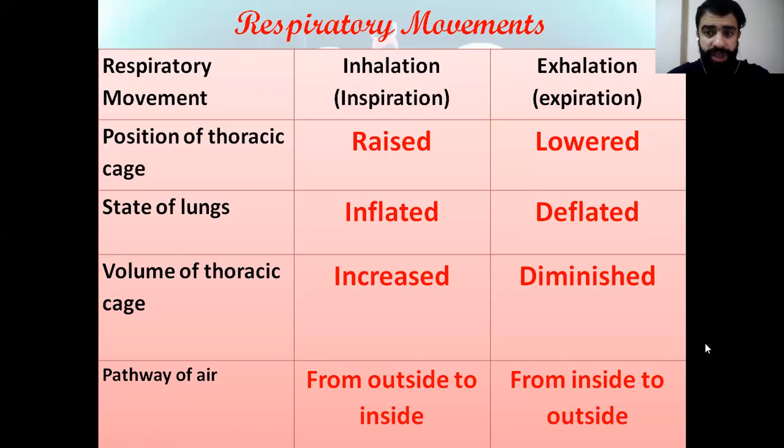In the exhalation process, what will happen to the position of the thoracic cage? We inhale, the thoracic cage will rise. We exhale, the thoracic cage will lower. The lungs will be deflated, because the air is going outside the lungs. The volume of the thoracic cage will decrease. And the air will go from inside to outside.